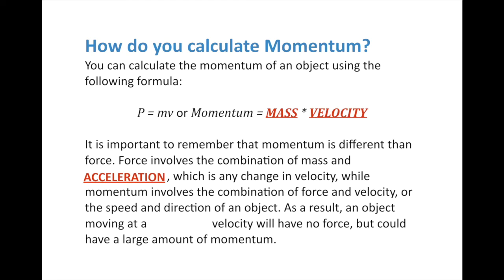As a result, here's the difference between force and momentum. For instance, if we have an object moving at constant velocity, say 10 meters per second, but it isn't speeding up or slowing down, it has no force because it isn't accelerating. It's going at 10 meters per second. However, it has momentum because it has mass and it has velocity. Now let's do a math problem in order to figure this out. So Drake has a medicine ball. That's those big, heavy exercise balls.